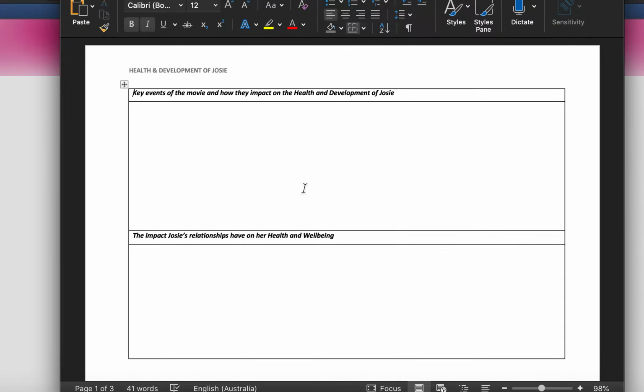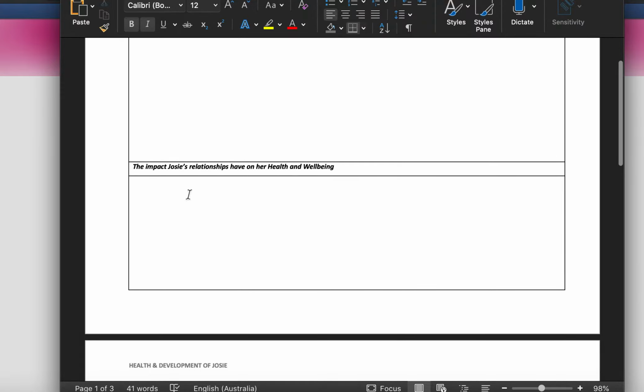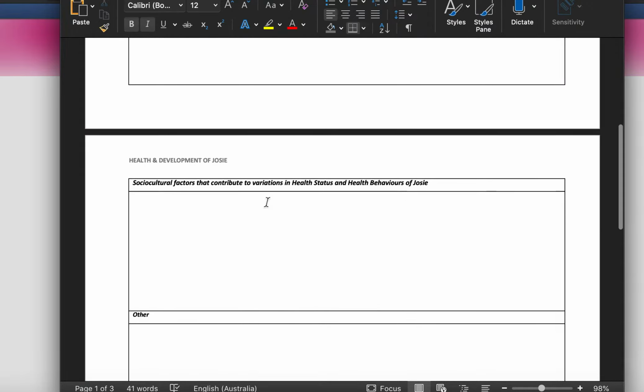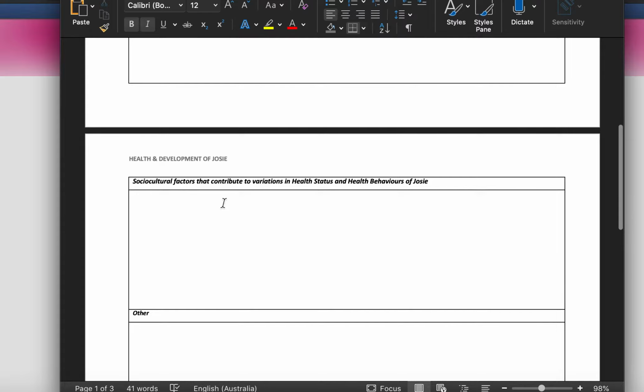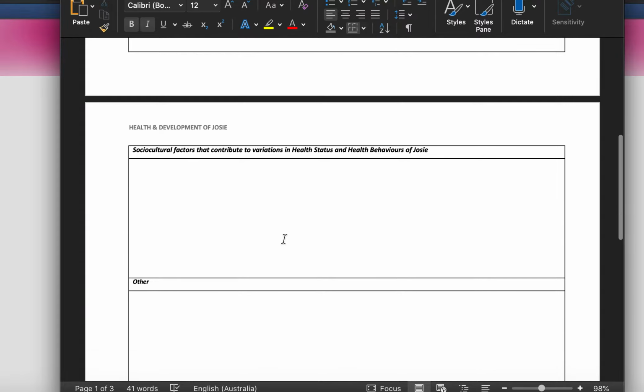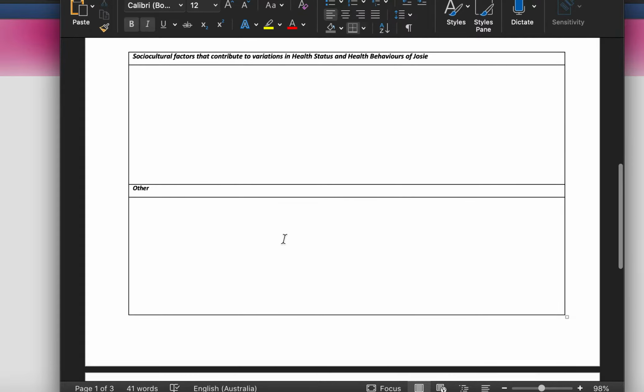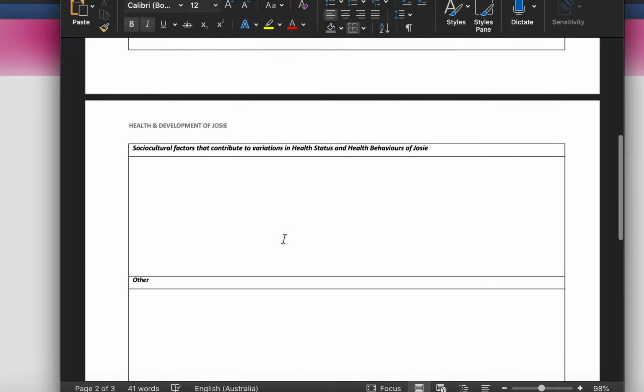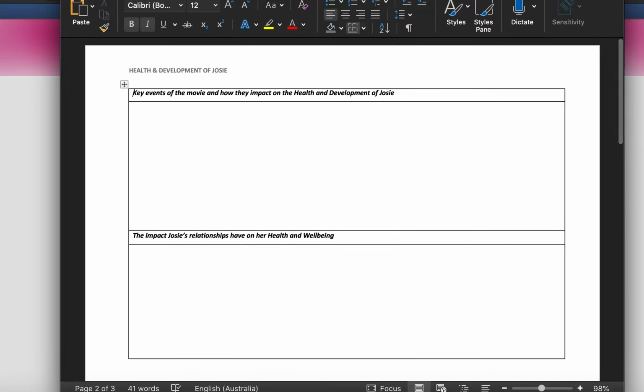So, if you go onto these documents and you download them, what you'll notice is that you get this page here, which is just to jot down in dot point form what some key events of the movie for Josie were. Then think about what impact Josie's relationships had on her health and well-being. Think about the socio-cultural factors that affect Josie, and if you had any other notes to write down for Josie. I'd recommend just having this open and either handwriting in or dot pointing as you watch the video.